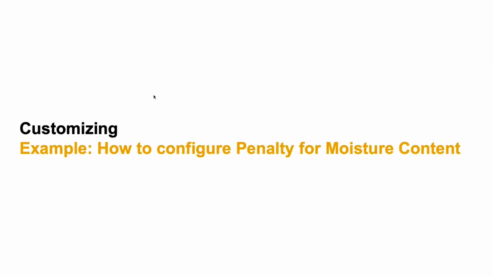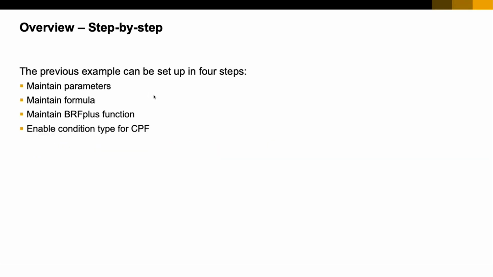Okay, so now we move ahead with the customizing. This area basically talks about the main criteria for setting up the formula, like maintenance of the parameters, your formula itself, how you maintain a BRF plus function, and then enable, how you tell the HDMM condition types to read the BRF plus function, right?